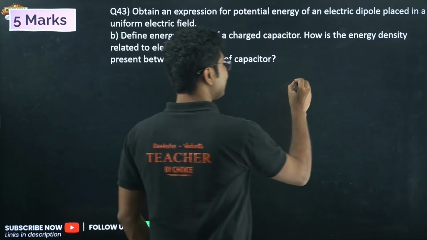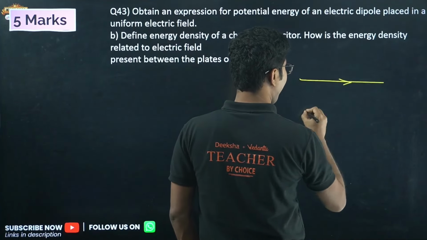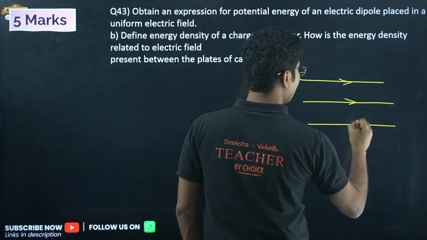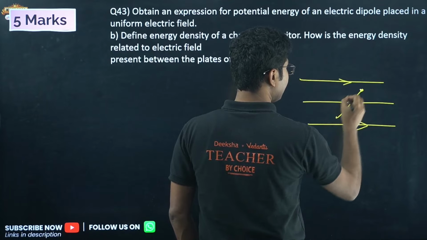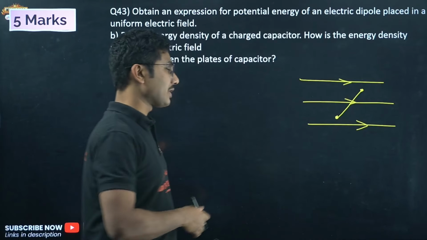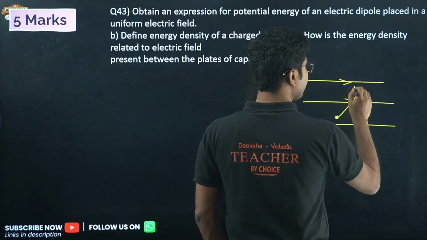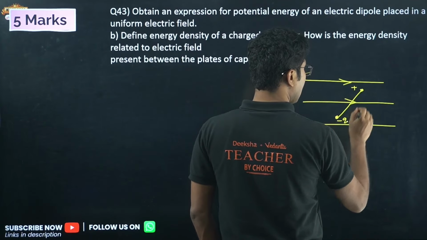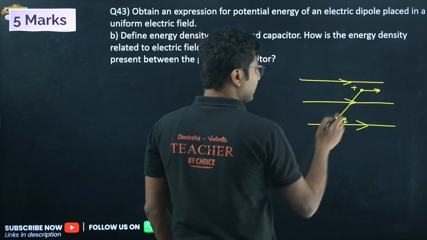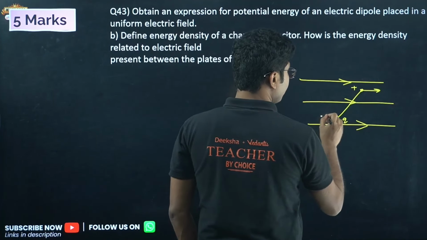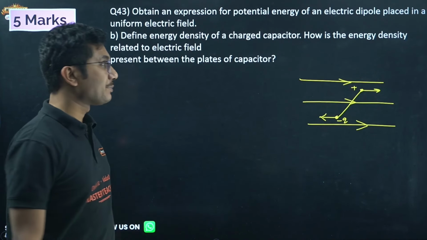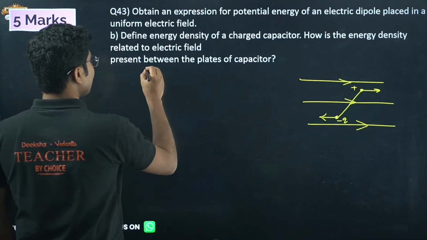So we have an external electric field and a dipole is placed. This first derivation can be asked as a 3-marker individual derivation as well, a small one. Here we have a positive charge, here we have a negative charge. The force on the positive charge will be along the direction of the electric field. The force on the negative charge will be in the opposite direction of the electric field. And what will it experience? It will experience something called a torque.